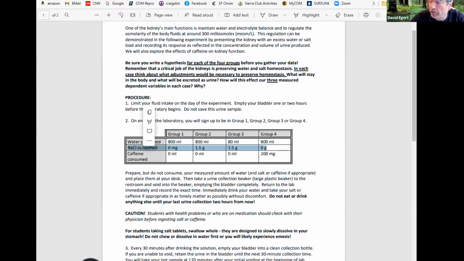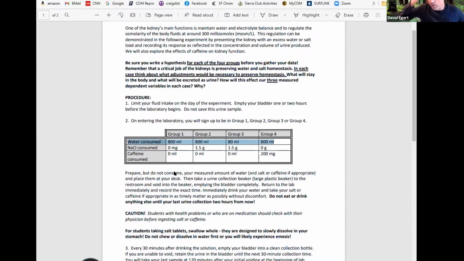Sodium chloride consumed. Some people are going to be taking salt tablets and some people won't. So that's another independent variable, ingestion of salt. Another one, ingestion of caffeine. We're going to have one group have caffeine and other ones not have caffeine. So does everybody have a basic idea? We have these three independent variables, the ingestion of either water or salt or caffeine.